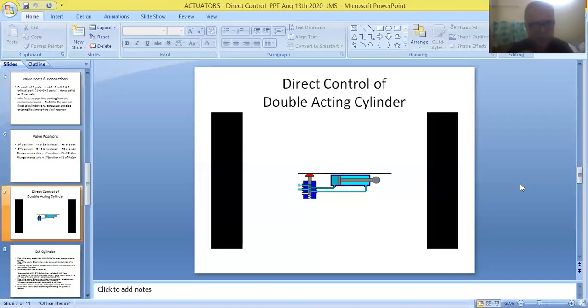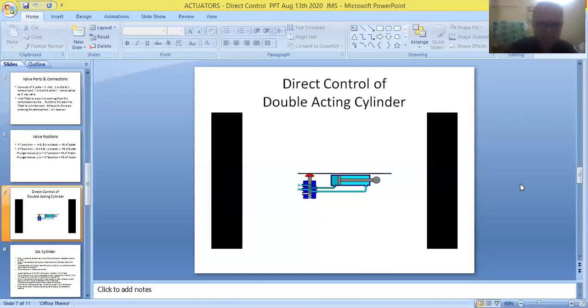So friends, this is the arrangement of a double acting cylinder. One port is made on the left hand side of the piston, another port is made on the right hand side of the piston. So fluid will be acting on both sides of the piston. Therefore, it is referred to as a double acting cylinder.